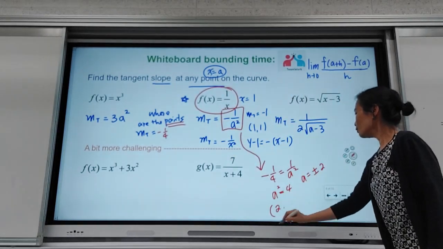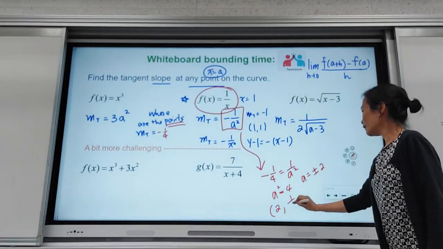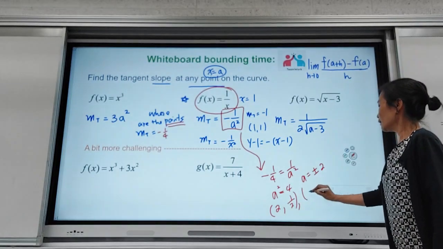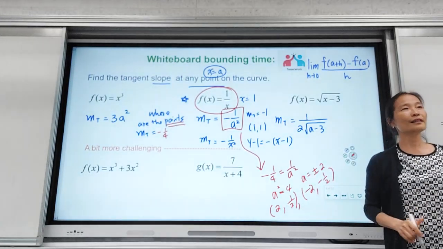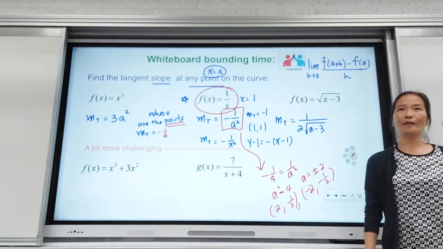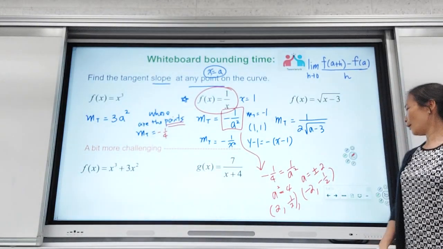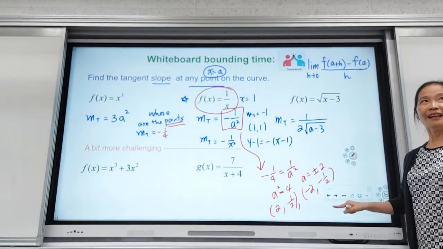But since I have the function, I can find the y coordinate, right? When a is 2, it's 1/2. Negative 2, negative 1/2. At these two points, the slope of the tangent will be positive 1/4. Okay, a question like that. Move on.